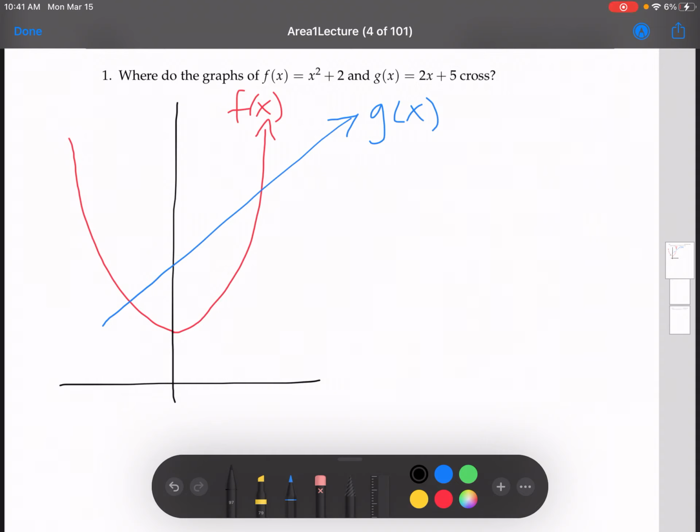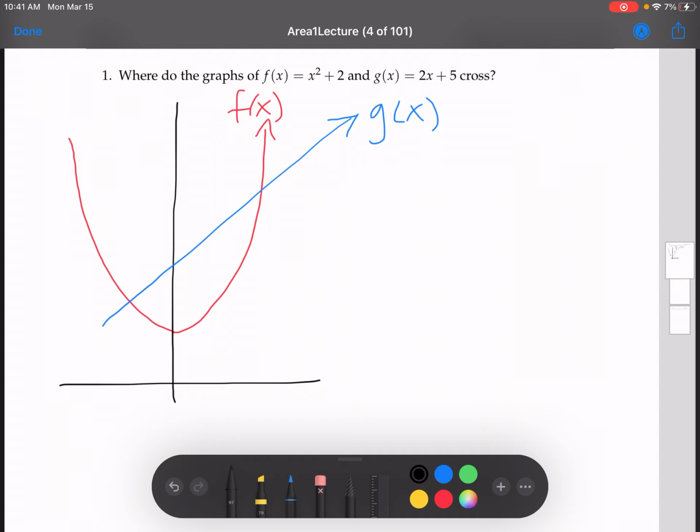In this video, I want to show you an essential skill that will be used in many, not all, but many of the Area 1 and Area 2 WebAssign assignments. And this skill is trying to find where two graphs cross. So here we're going to find where the graphs of f of x equals x squared plus 2 and g of x equals 2x plus 5 cross.